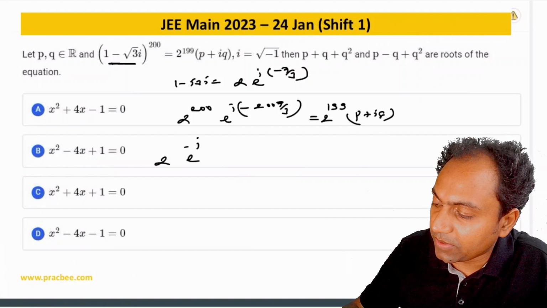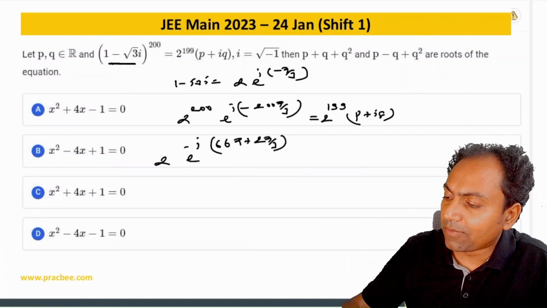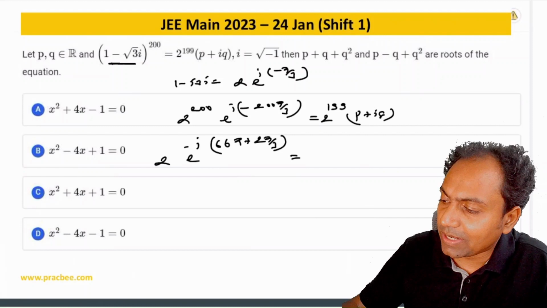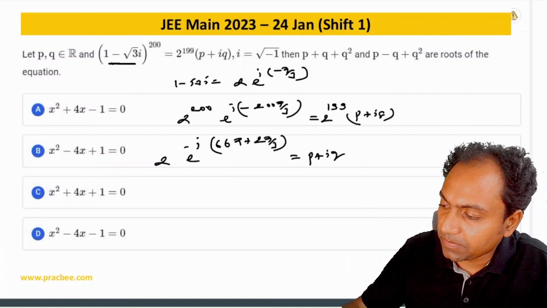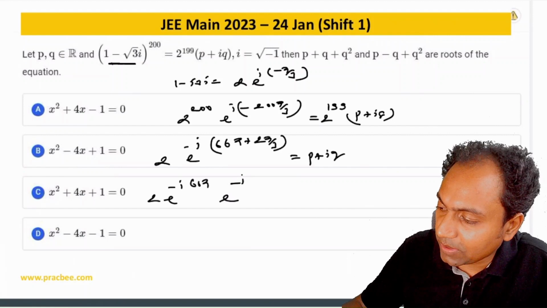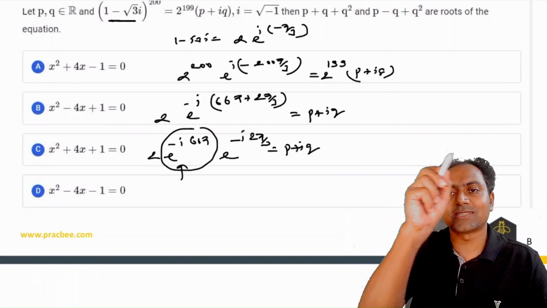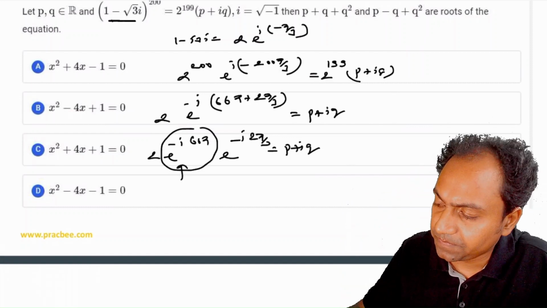Now if you simplify this, it becomes 66 pi plus 2 pi by 3. And I have already told you that e raised to the power 2 pi will have no significance in your question. So this becomes e raised to the power minus i into 66 pi, into e raised to the power minus i 2 pi by 3, is equal to p plus iq. Now this part will become 1 because e raised to the power 2n pi form is there. So if we take the circle, it will come to the same point, 1.